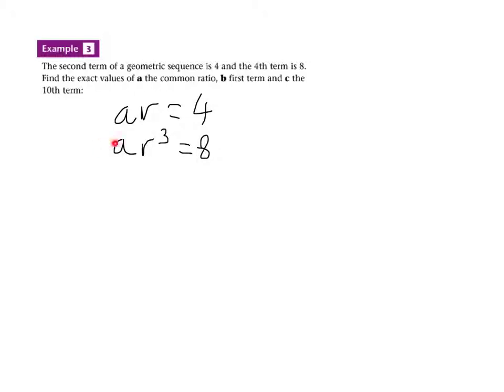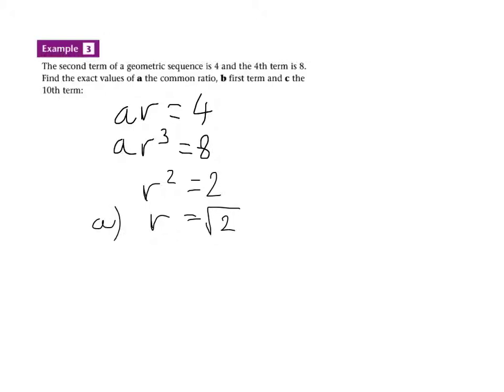Now if we take these two equations, if we take that one and divide it by this one, the a will cancel out and one of the r's will cancel out, leaving us with r squared equals 2. If r squared equals 2, then r equals root 2. So we found the answer to part a.